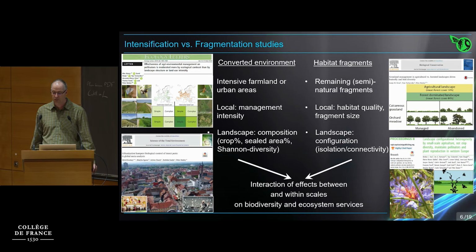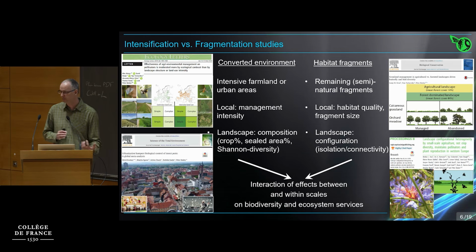So what we do in our group, we very often focus, and you can distinguish so-called intensification and fragmentation studies. On the left side, these intensification studies focus on converted environment, on intensive farmland, or in urban areas. At the local level, we very often measure how intensive this local use is, and at the landscape level, we very often measure only the landscape composition.